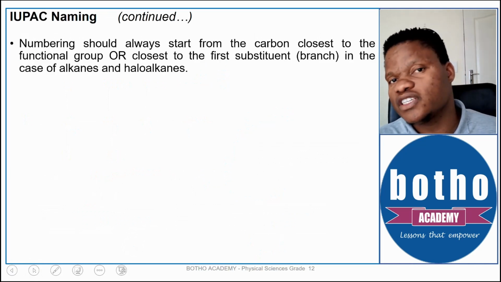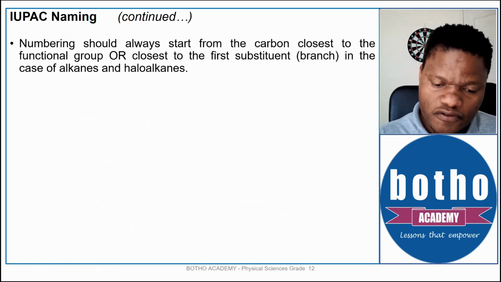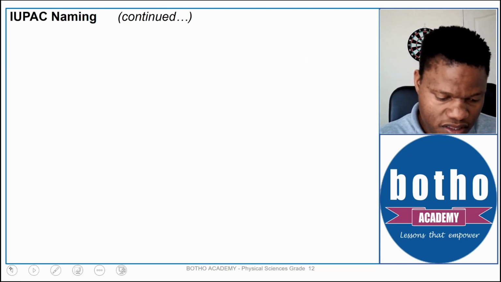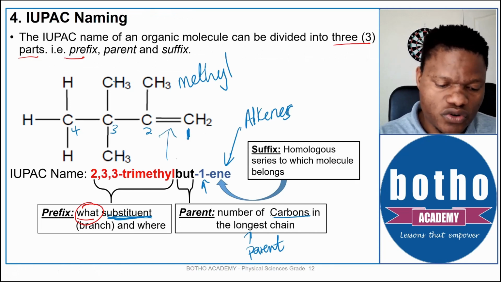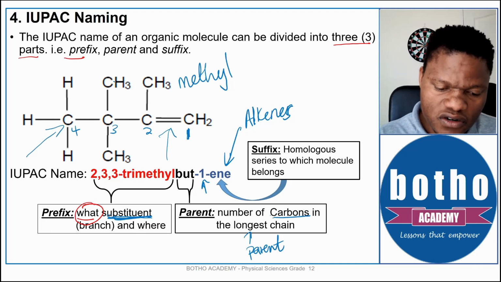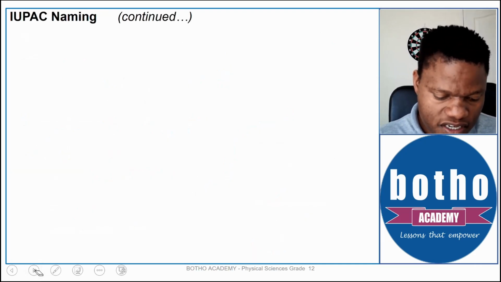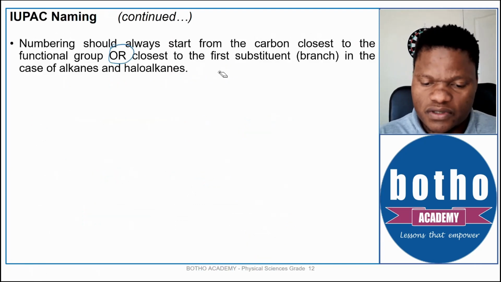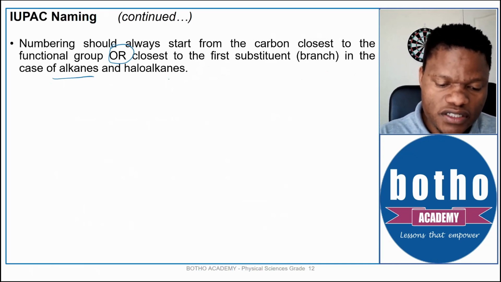But now we continue. There's something that we mentioned in the previous slide. Numbering should always start from the carbon closest to the functional group. You saw in the previous slide that the numbering was done from this carbon. This is carbon number 1, and that's because there's a functional group there. We couldn't start counting here because the functional group is on the other end. We start counting closer to the functional group. But the statement here says, or closest to the first substituent or branch in the case of haloalkanes and alkanes.